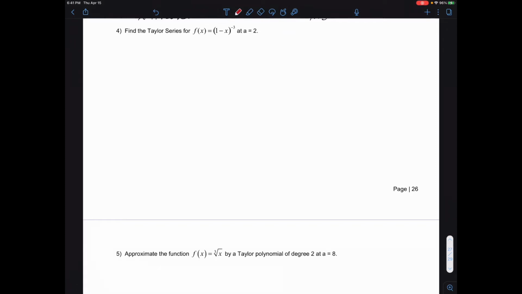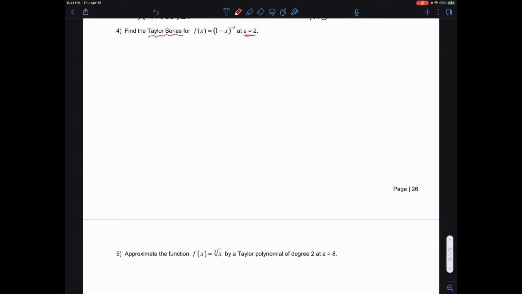For the second part of 6364 on Taylor series and Maclaurin series, we're going to look at a few Taylor series here. So the Taylor series that I'm looking at for question number 4 says, I want to find the Taylor series for f of x is equal to (1 minus x) raised to the negative 3 power at x equals 2. This is what makes it a Taylor series.